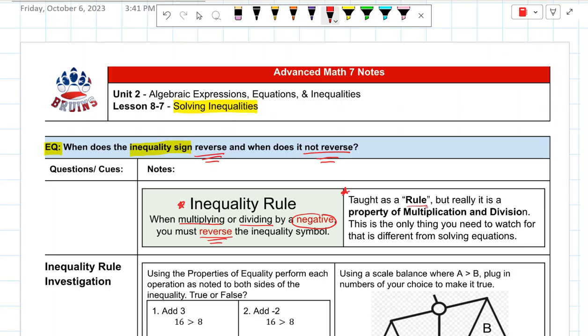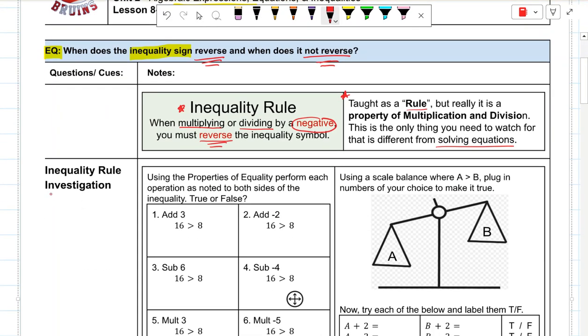It's taught as a rule, but really it is a property of multiplication and division. This is the only thing you need to watch for that is different from solving equations. So what is this inequality rule we're talking about, and why does it happen? Let's investigate with an investigation.